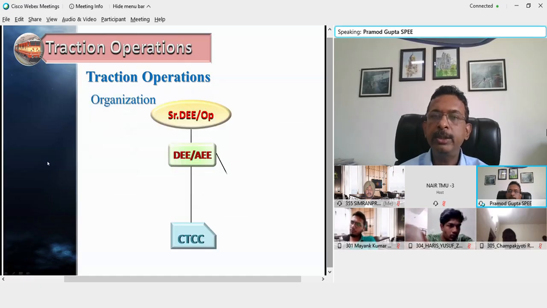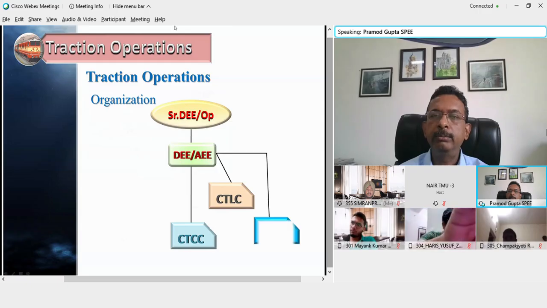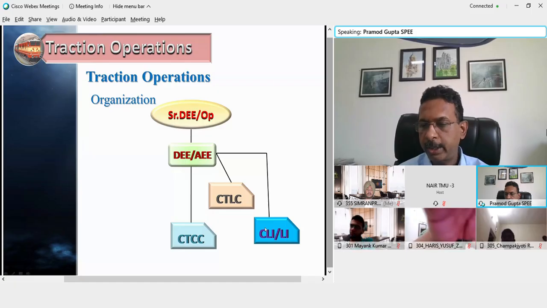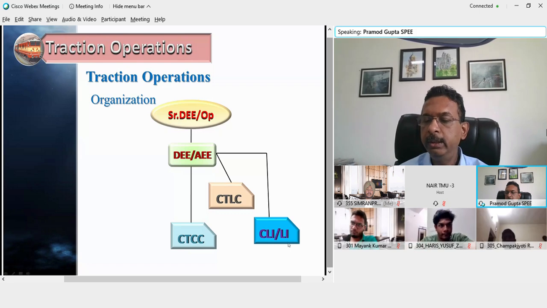This is how the organization looks like. We have the senior DEE. He is assisted by one senior skill or junior skill officer, who is assisted by the traction loco controller and crew controller. We have the CLIs, or the loco inspectors. Then the trip shed is managed by SSE, and the trip inspection is being carried out in the trip shed.